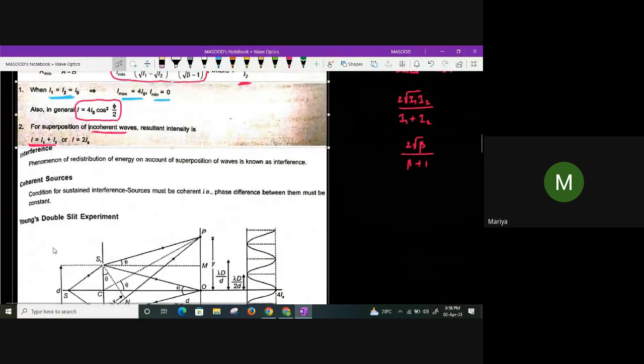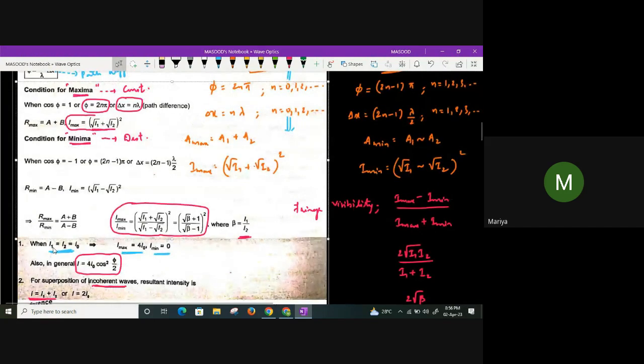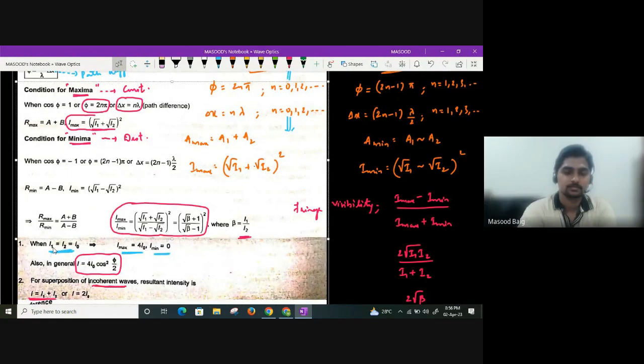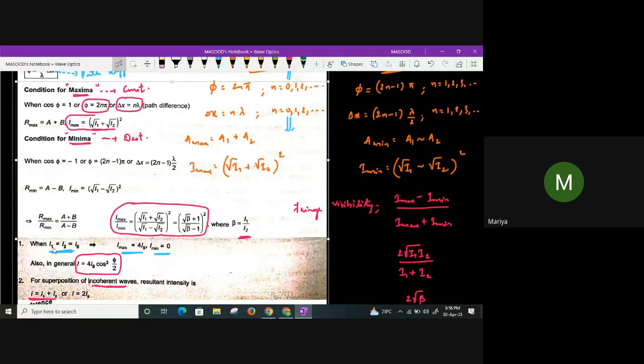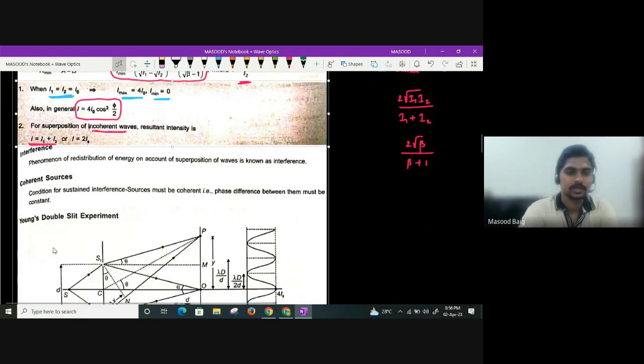Yes, I max is 4I naught and I minimum is 0. That is only for identical sources, identical and coherent. Coherent, because again, for interference to take place, definitely sources have to be coherent. So that is the condition. Okay, identical you can take.